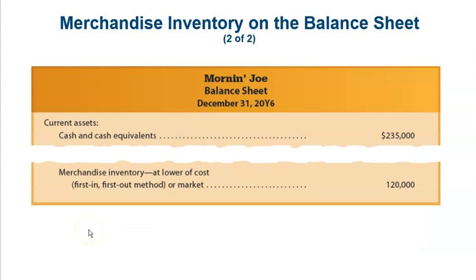Okay, so where does merchandise inventory go? Well, it's an asset, so it gets reported on the balance sheet, and it's a current asset, so it's going to be under the current asset section. And here we can see it on a balance sheet, and it's called merchandise inventory at lower of cost or market, first in, first out. And so it's valued at $120,000 for this company.